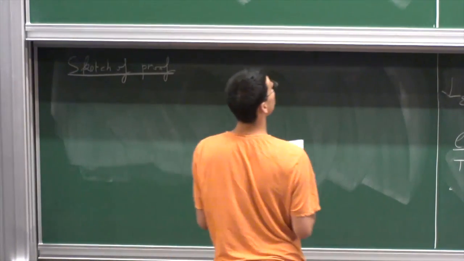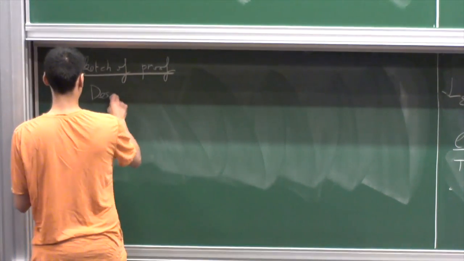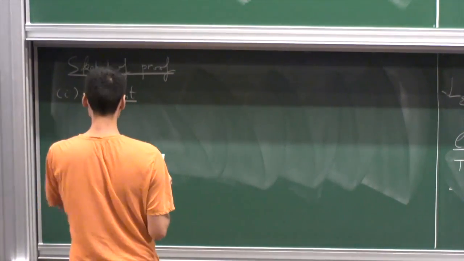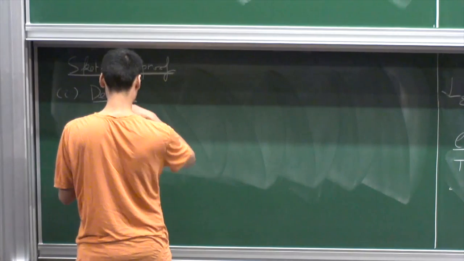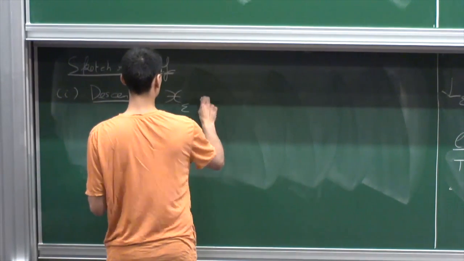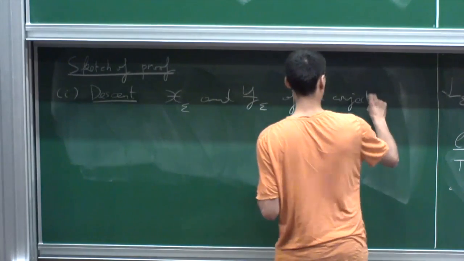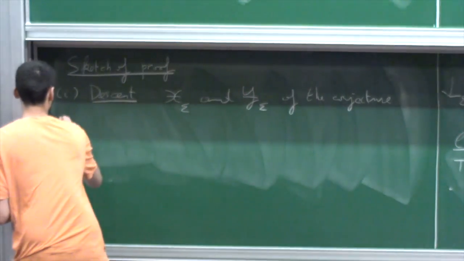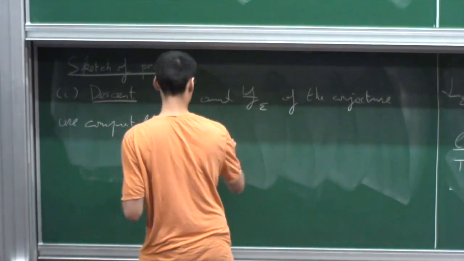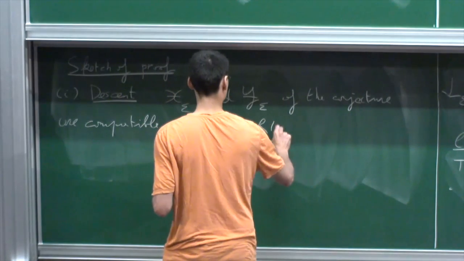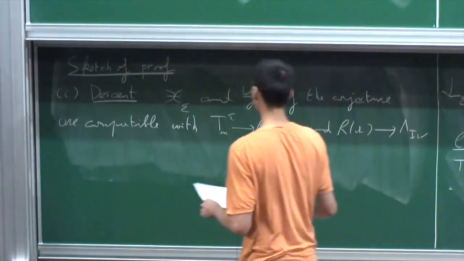So the proof proceeds in three main steps. And the first step is descent. And this can be summed up in the following proposition. The modules X sigma and Y sigma of the conjecture are compatible with the map T_m sigma onto R_a and modular maps R_a onto Lambda Iwasawa, in the following sense.